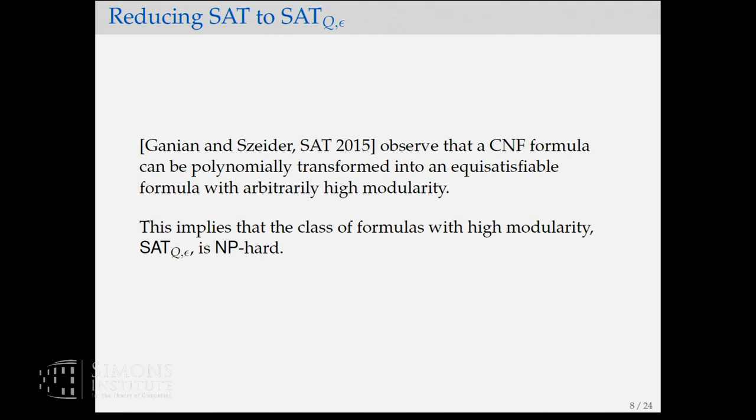So it was previously observed, I mean, this was not proved, but it was observed that any CNF formula can be polynomially transformed into an equi-satisfiable formula with arbitrarily high modularity, and actually it's a very simple construction. I'll show you this in the next slide, but the idea is that if you can do this, then you can embed any SAT problem into a high modularity instance, and therefore the set of all high modularity instances according to Q is NP-hard.